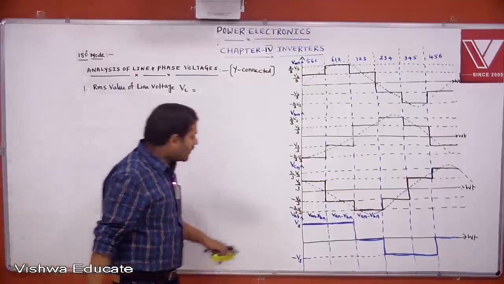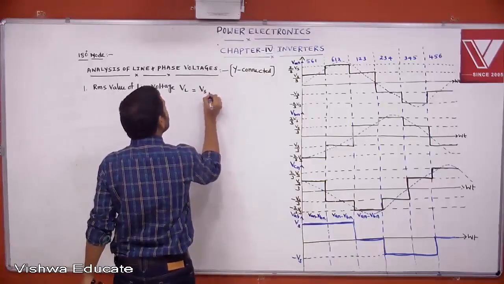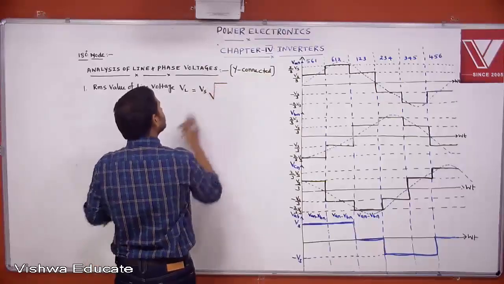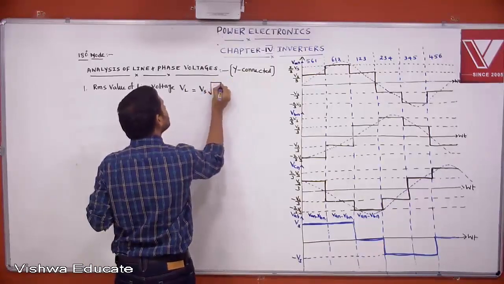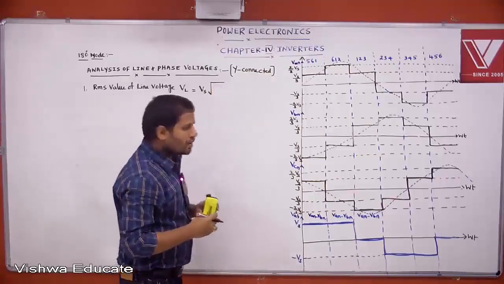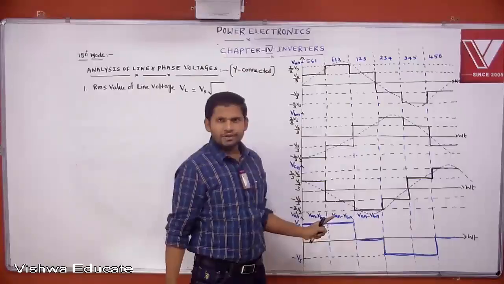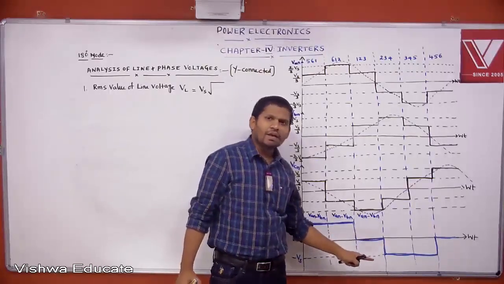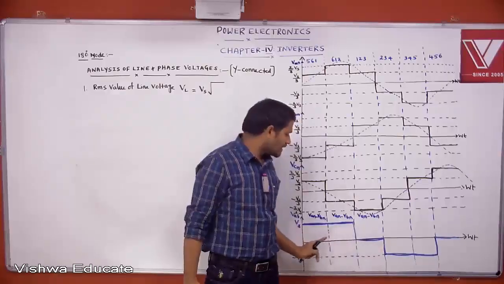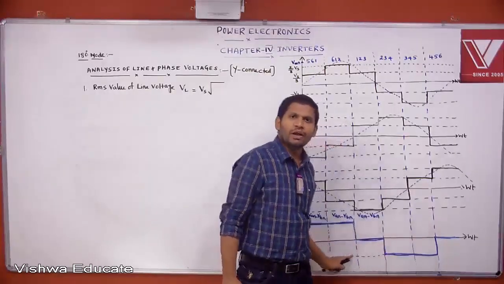What is the amplitude of line voltage? The amplitude of line voltage is Vs. Vs into square root of. This total is one cycle, 360 degrees. In one cycle, how much angle does the line voltage exist? 60 plus 60, 120. Total, 240 degrees.